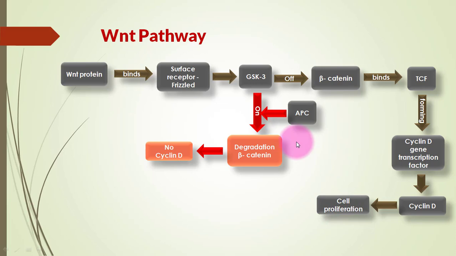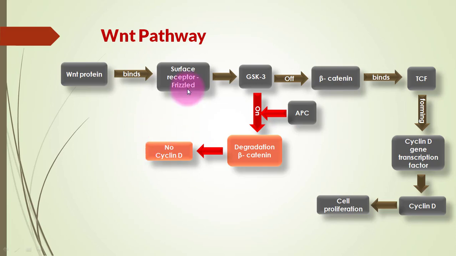Now, if Wnt protein is not bound to the surface receptor Frizzled, the GSK3 will not be turned off, and it will always be on, and this will degrade the beta-catenin with the help of a protein called APC. So this APC will hold the beta-catenin so that the GSK3 can phosphorylate it, and the phosphorylation of beta-catenin will lead to the ubiquitination of the beta-catenin, and later on to its degradation. When the beta-catenin is degraded, no cyclin D will be produced.